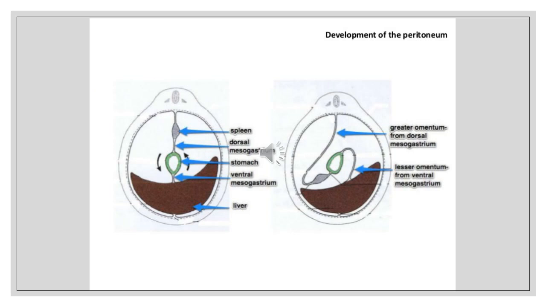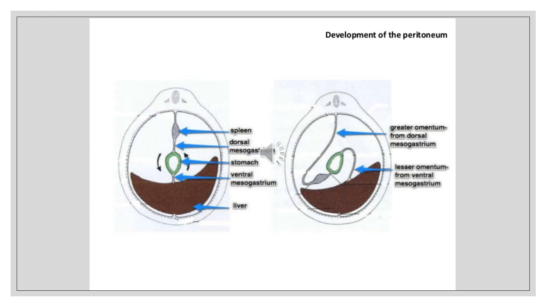As we already saw in the previous slide, the abdominal part of the foregut is suspended by the mesentery, both ventrally and dorsally. The mesentery seen on the anterior or ventral aspect is called the ventral mesogastrium, and the mesentery seen on the dorsal part of the developing foregut is called the dorsal mesogastrium.